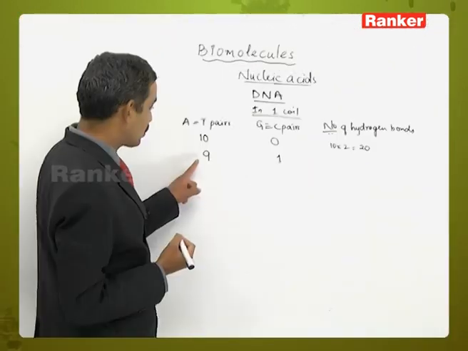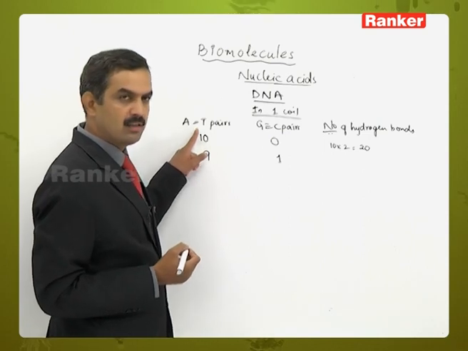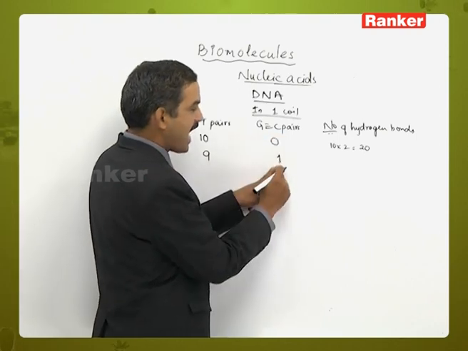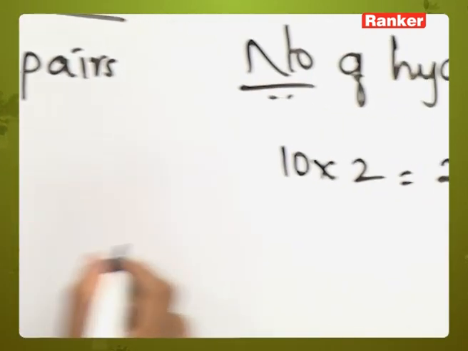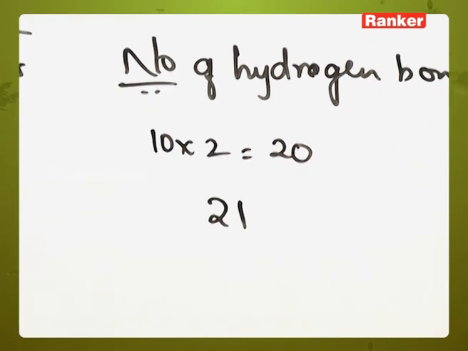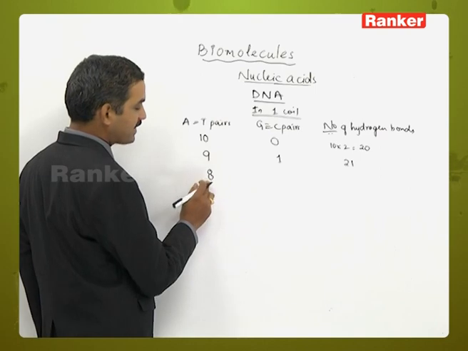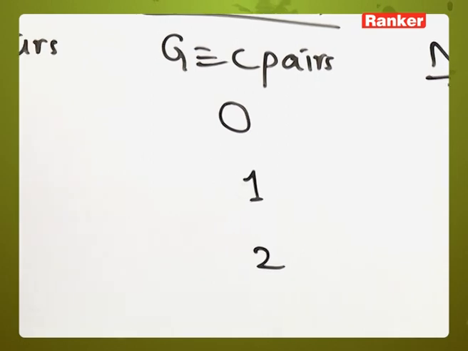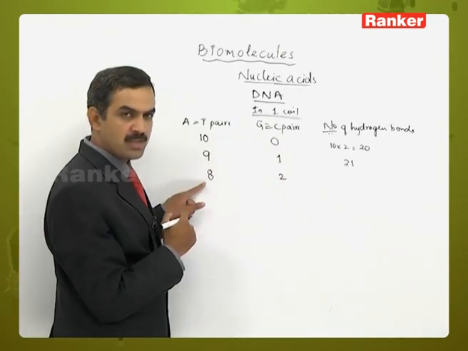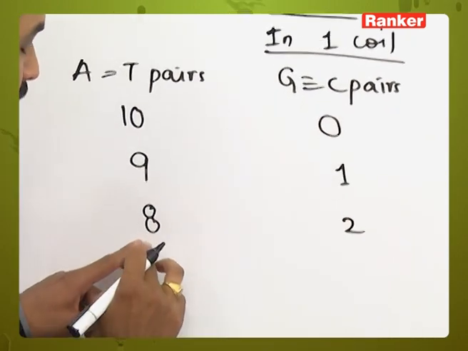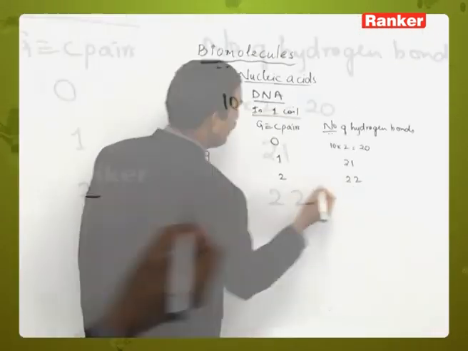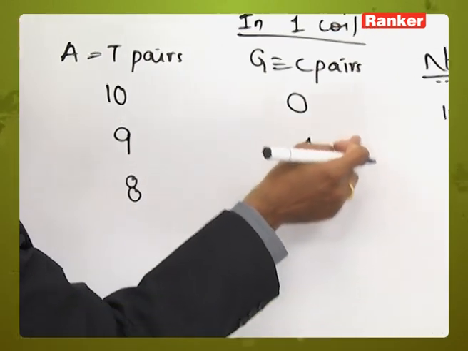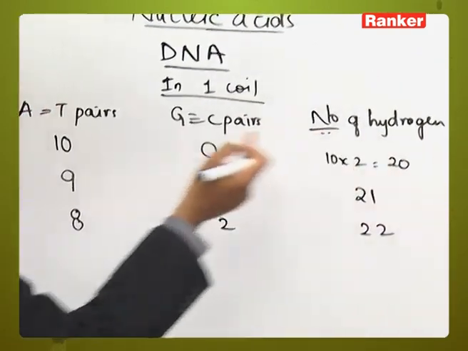the decreased number is occupied by G and C, one pair of G and C here. So 9 into 2 is 18, plus 1 into 3, because one GC pair contains 3 hydrogen bonds. So 18 plus 3 comes to 21. The same way, if A and T pairs are 8, the remaining 2 are occupied by G and C. So 8 into 2 is 16, and 2 into 3 is 6, so 6 plus 16 comes to 22. As the number of A and T pairs decreases, the G and C pair number increases proportionately, and the number of hydrogen bonds also increases.